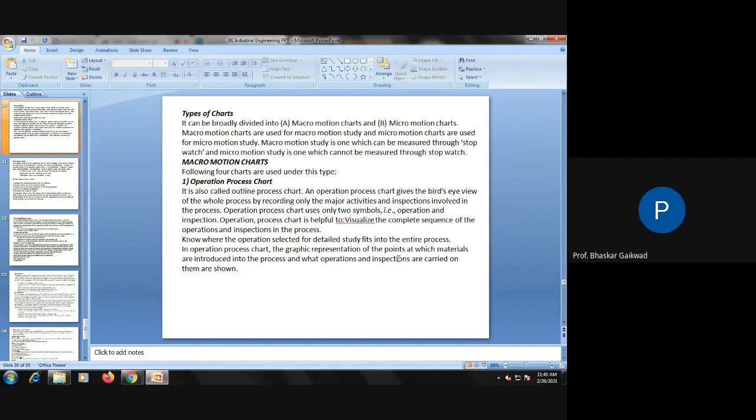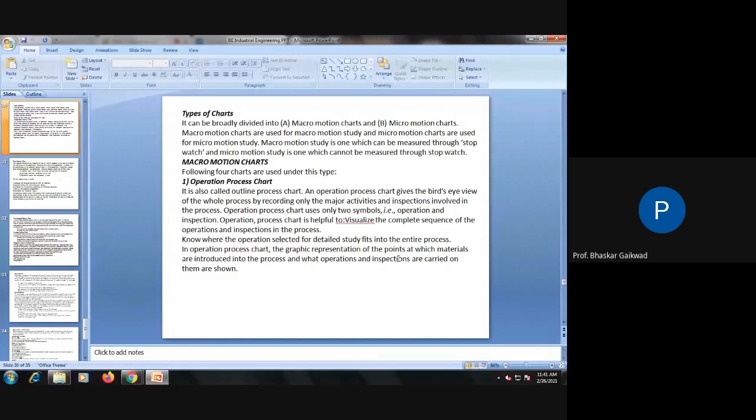Okay, so you can remember one example related to the operation procedure. And objective type questions will be there. The other names for the operation process chart are outline process chart and broad size view, and only two symbols we can use, operation and transportation. Multiple choice questions will be there on this, and these two or three questions you have to remember.